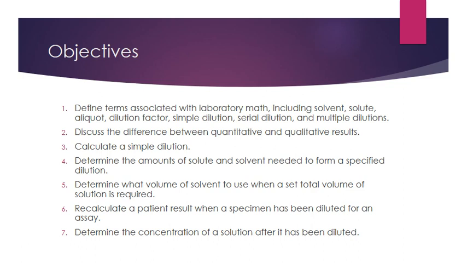Number 4, determine the amounts of solute and solvent needed to form a specified dilution. Number 5, determine what volume of solvent to use when a set total volume of solution is required. Number 6, recalculate a patient result when a specimen has been diluted for an assay. And number 7, determine the concentration of a solution after it has been diluted.